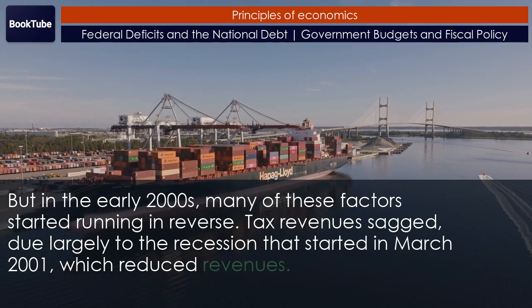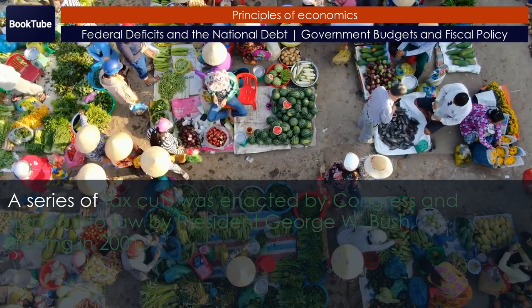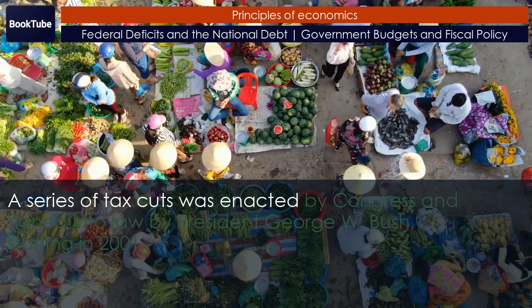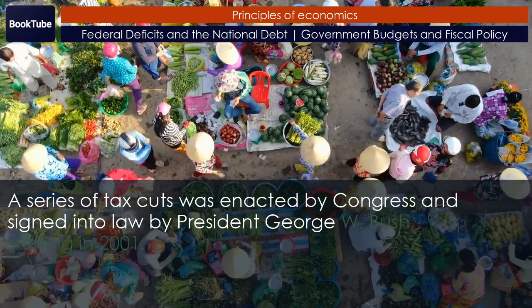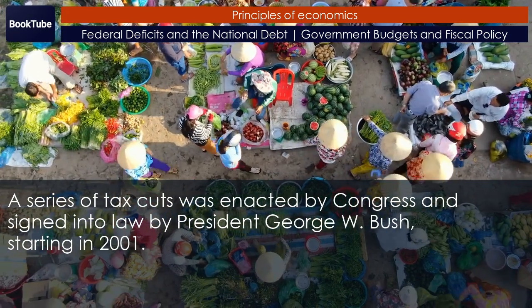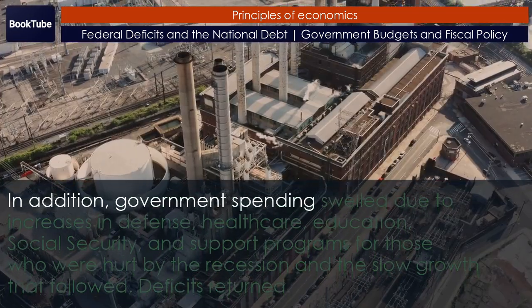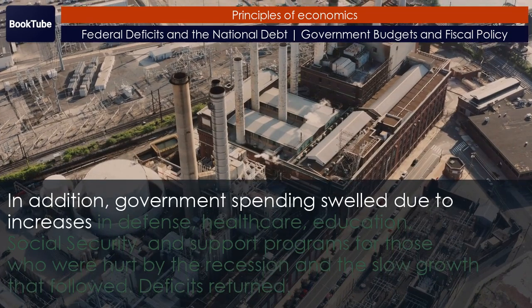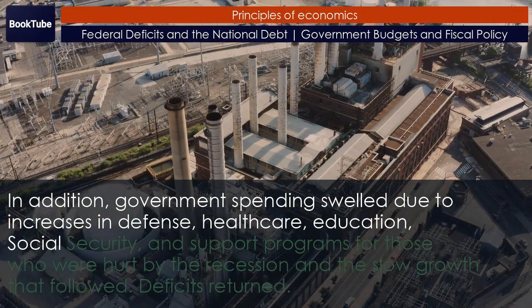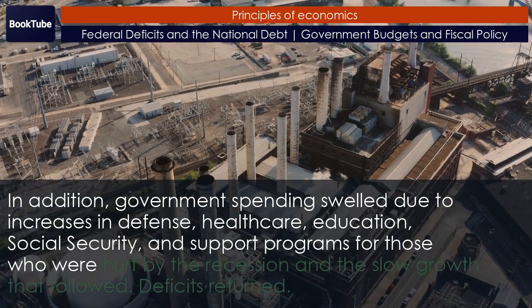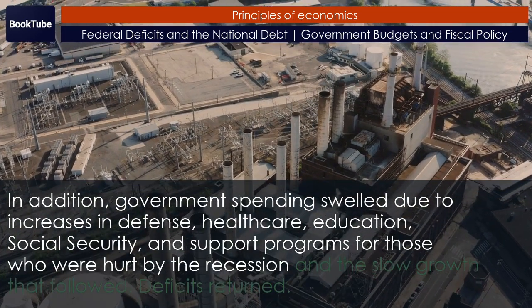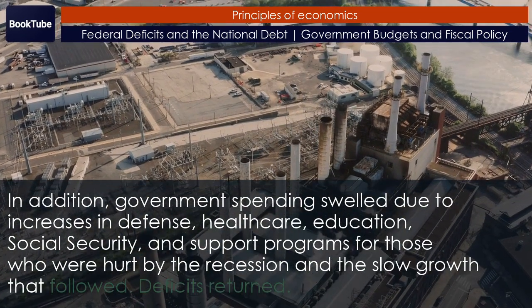which reduced revenues. A series of tax cuts was enacted by Congress and signed into law by President George W. Bush, starting in 2001. In addition, government spending swelled due to increases in defense, healthcare, education, Social Security, and support programs for those who were hurt by the recession and the slow growth that followed.